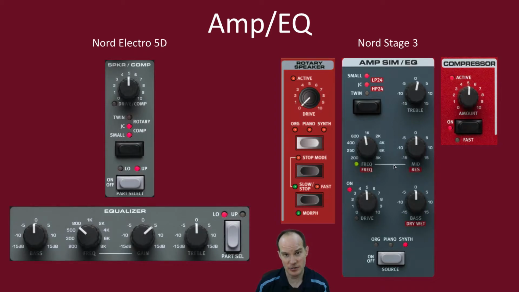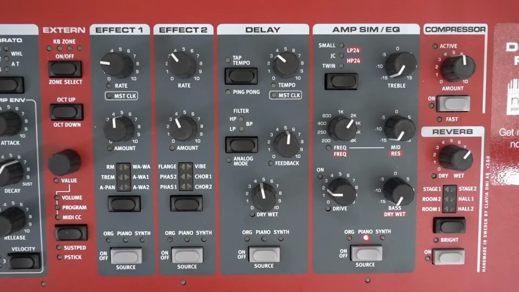So in a sense, the Nord Stage 3 does give you more effects and more options and more layers and things like that. But in and of itself, in a single panel, you can only have an effect on one part at a time, at least for the effects that are broken out that way. That does not apply to compressor and reverb, which are universal. Let's go take a look at some of these things in action. Amp simulation.